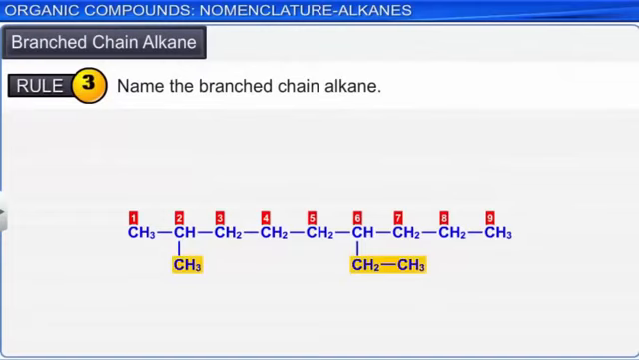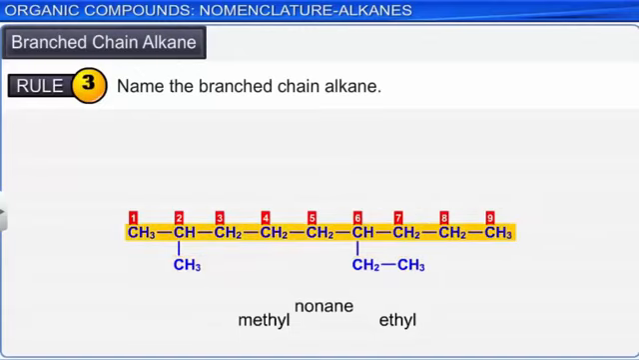Rule 3. Name the branched chain alkane. The name of the alkyl group attached to the carbon atom as a branch, that is, a substituent, is given as the appropriate prefix to the name of the parent alkane, and the position of the alkyl group on the parent chain is indicated by writing the appropriate number.